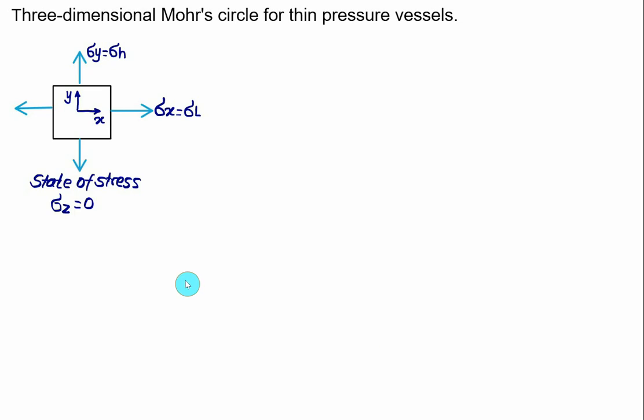Welcome to the third video on the thin pressure vessel, and this time we are going to find out the shear stress in the two-dimensional plane of stress and three-dimensional state of stress using the Mohr circle method. So we discuss here the two-dimensional Mohr circle for the thin pressure vessel, and then I will introduce you to the three-dimensional Mohr circle for the pressure vessel.